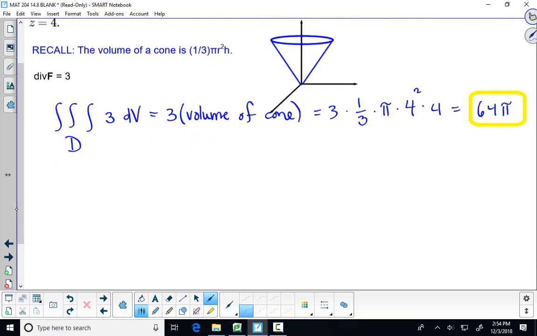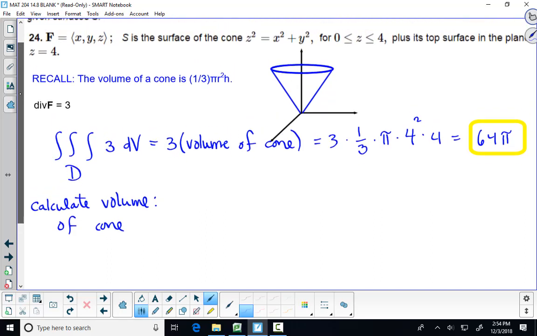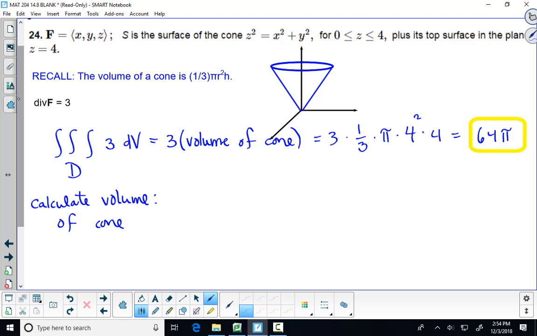So what if you needed to calculate the volume of a cone? If you didn't remember, or if you weren't told, or if it was an object that you didn't know the volume of, how would we find the volume of this cone using cylindrical coordinates? Use a triple integral of 1.